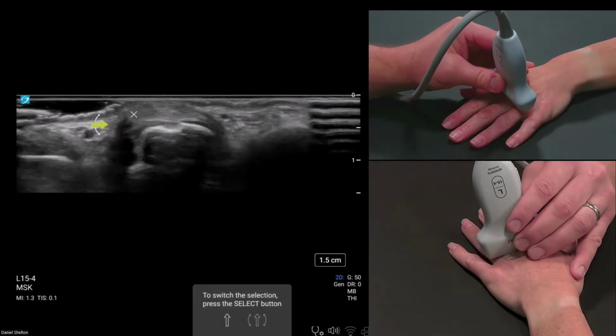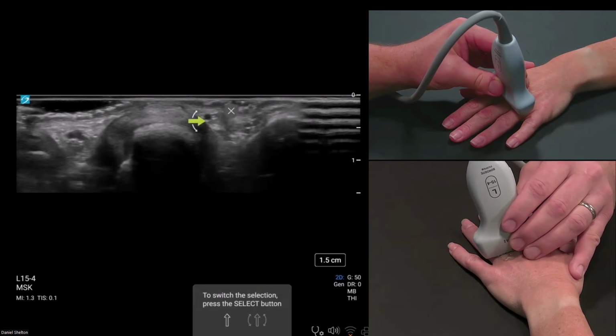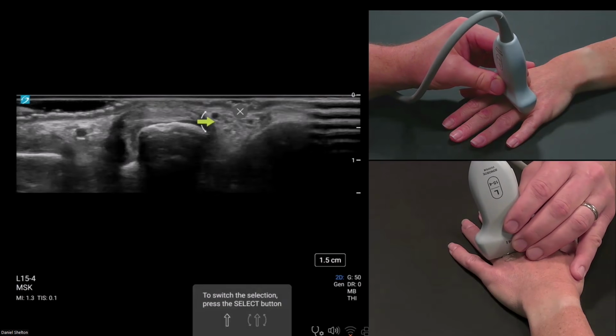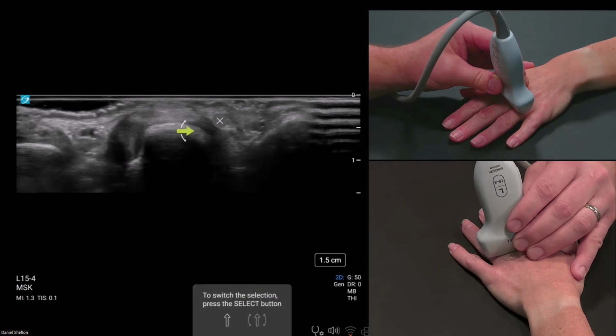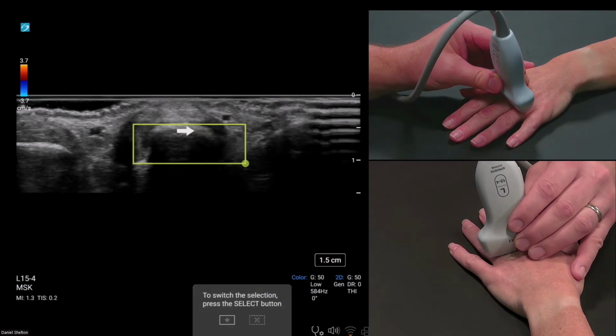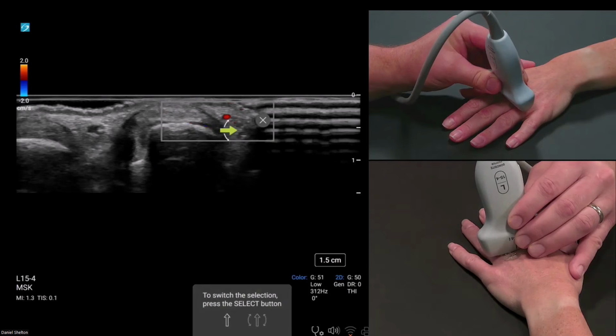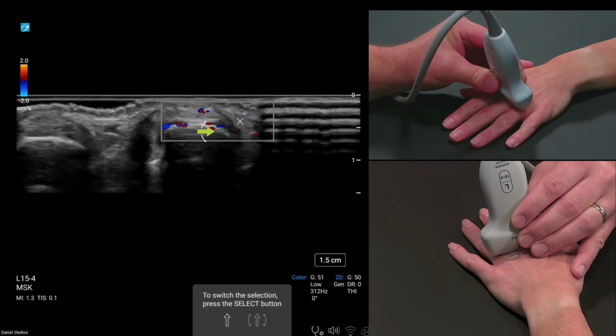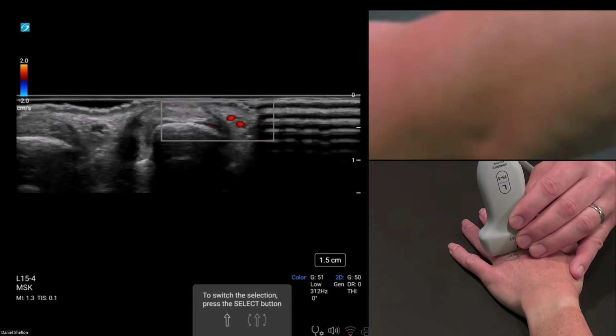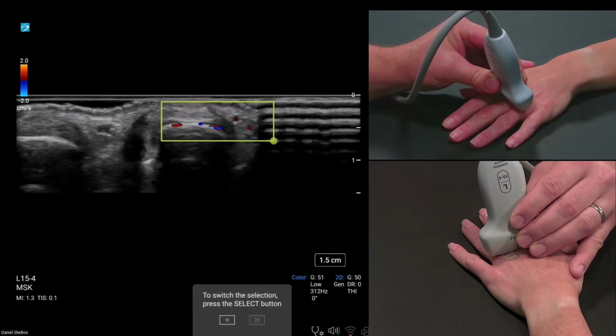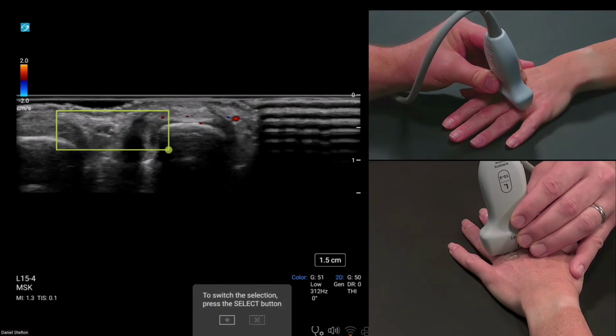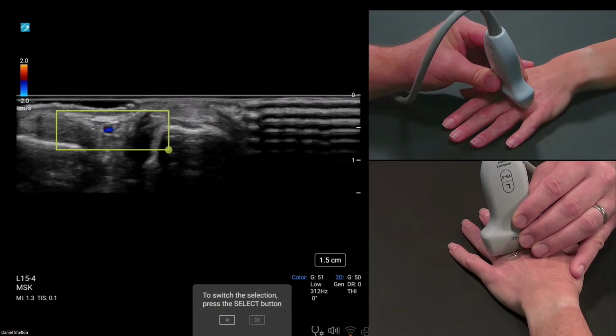On either side of the joint, we have neurovascular structures. So we have the superficial digital nerves and vessels. We could confirm that with color. So I'll hit the C button for color, go find a vessel, nerve, vessel over here. And then same thing repeats in this interdigital space here.